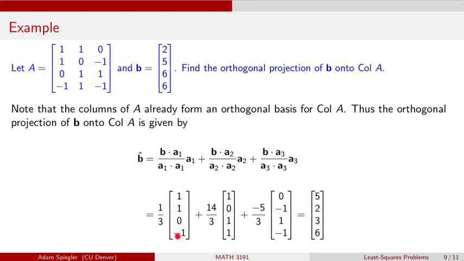So taking 1/3 times A1 plus 14/3 times A2 plus minus 5/3 times A3 gives us a vector of 5, 2, 3, and 6. And this is telling me the best approximation for the original vector B that is in the column space of matrix A. And moreover, we can see what are the coefficients, the weights, in some sense the betas, that I would use to combine the column vectors of matrix A in order to get this best prediction. So we'll see how these coefficients might relate to solving a least squares problem on the next slide.